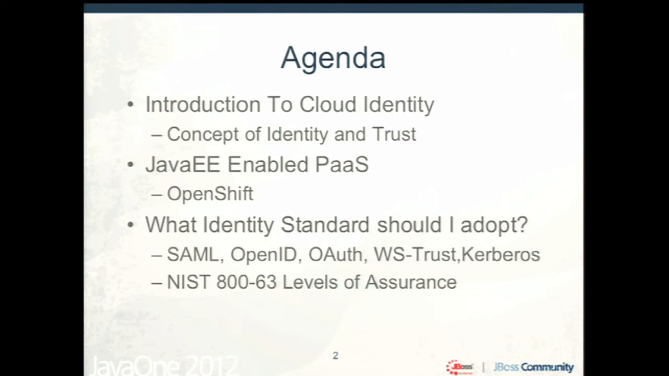I'm going to talk about cloud identity and tell you the concept of identity and trust. And then I'm going to very briefly tell you about a platform as a service, what a Java EE enabled PaaS is, and we have a platform as a service for developers from Red Hat called OpenShift. So I'm going to tell you about that.